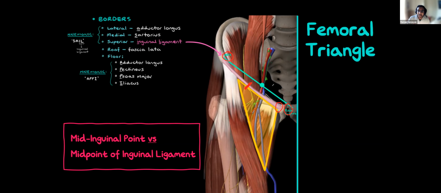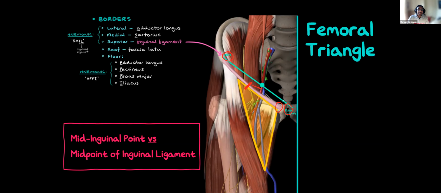Anyway, so it's going to be a little bit further down, and the midpoint of that line, the mid-inguinal point, is the femoral artery. So the femoral artery is the key point for the mid-inguinal point. The femoral nerve is the key structure for the midpoint of the inguinal ligament. So, clinically important things to remember. It's a bit of high yield content for you there, but just remember the distinction.